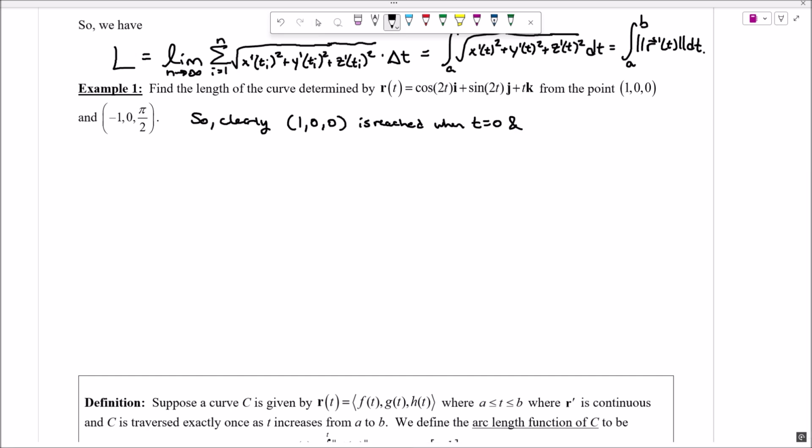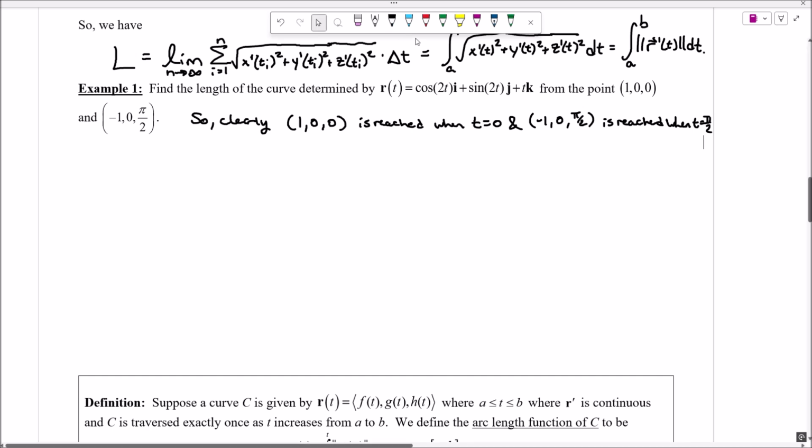But I can also see that negative 1, 0, pi over 2 therefore has to be reached when t is equal to pi over 2. Let me just make some extra space here. So this is when t equals pi over 2. Okay, so this is clearly what I'm working with here. And if I was to go back to the 3D grapher and adjust my values of t, I should be able to see this.